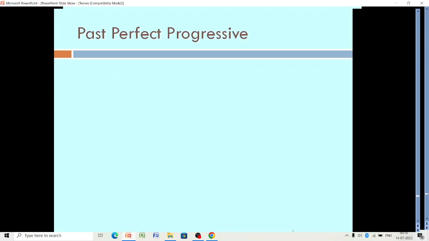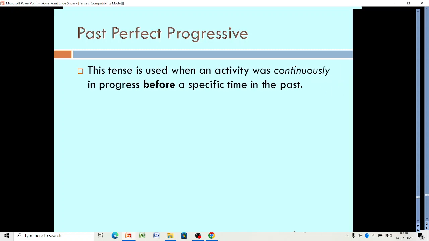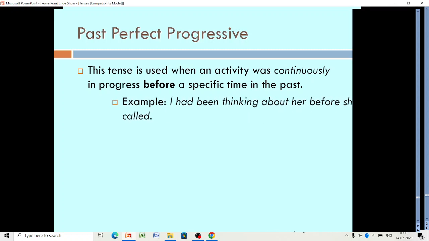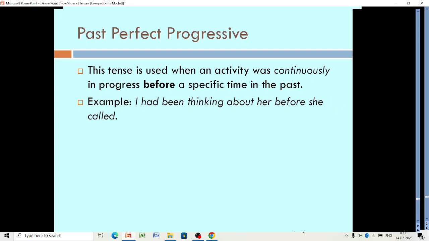Past perfect continuous. This tense is used when an activity was continuously in progress before a specific time in the past. It is very rarely used nowadays. I had been thinking about her before she called. Had been plus verb plus ing, that is past perfect progressive or continuous.